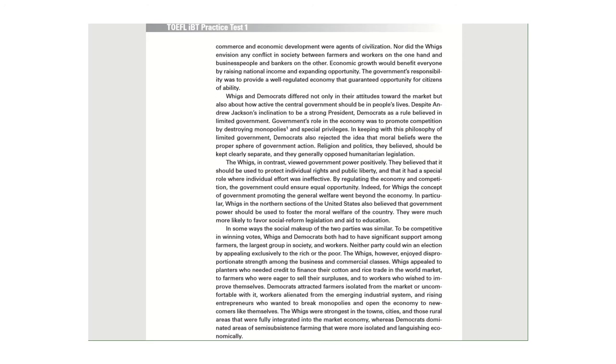Whigs and Democrats differed not only in their attitude towards the market but also about how active and central government should be. Okay, so again they are talking about the difference. The Whigs, in contrast, viewed government power positively. Then, in some ways the social makeup of the two parties was similar. So they are now talking about some kind of similarity. To be competitive in winning votes, Whigs, and so basically some differences and some similarities between what Whigs and others believed.